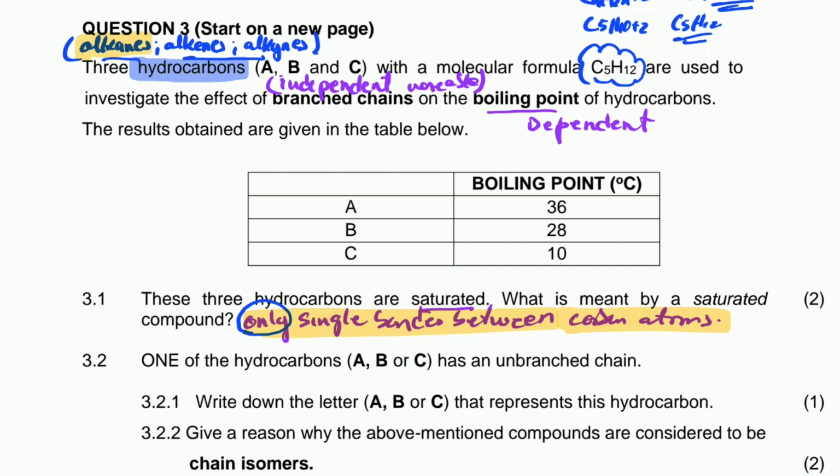One of the hydrocarbons, A, B, or C, has an unbranched chain. Now you have to remember the relationship between surface area, or length of the chain, or mass, and the boiling point. So the one that has the highest boiling point of the 3 hydrocarbons, which is this one here, will be unbranched. That is an important detail. That one is going to be A. Why? Because it has the highest boiling point. Now write down the letter A, B, or C that represents this hydrocarbon. It's going to be A.